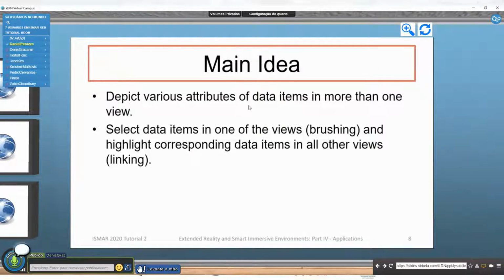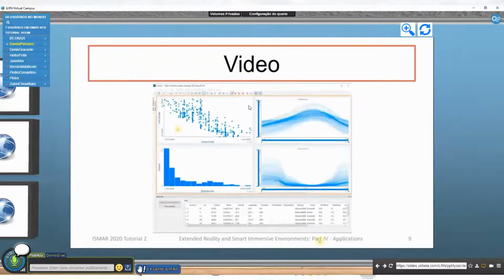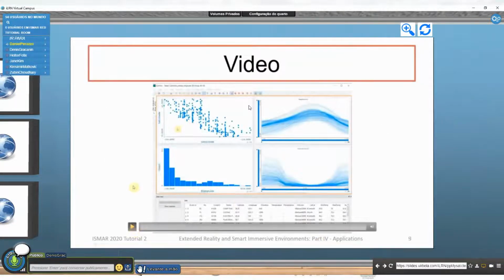He or she does it interactively with mouse or any other means, but usually with mouse. And then when we select some items in one view, we highlight corresponding data items in all other views, which we call linking. In order to explain it a little bit more, we created a small video that I will show you now. In this image, you see 4 views.